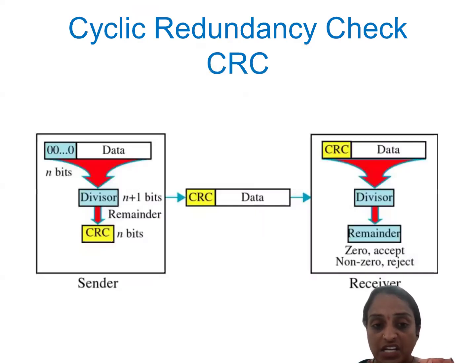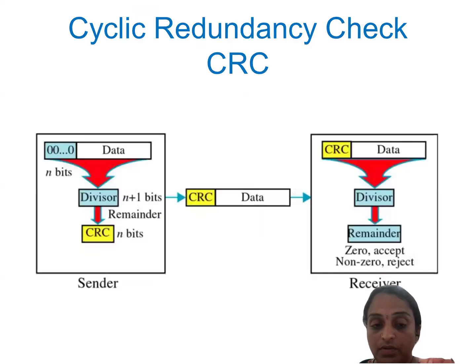Okay. First, initially, we take the data along with n bits of zeros. Here, n will be decided by the number of bits present in the divisor, which has n+1 bits. If the divisor contains n+1 bits, then we append n bits along with the data.